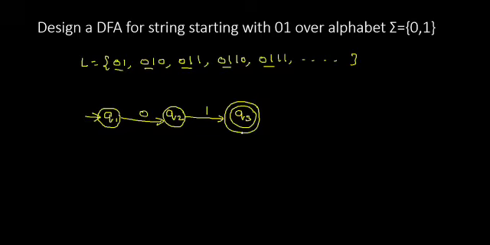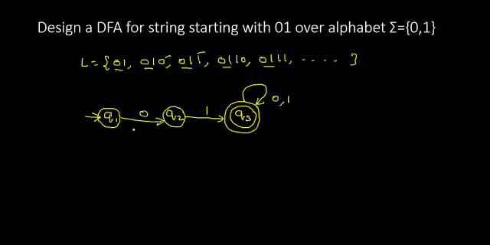Now, this kind of diagram will only accept 0, 1. If I have 0, 1 followed by 0, or 0, 1 followed by 1, or 0, 1 followed by 1, 0, this diagram will not be suitable. So, after starting with 0, 1, it can be followed by anything. That means I can have a loop here. I make it 0 and 1, so it can be followed by anything.